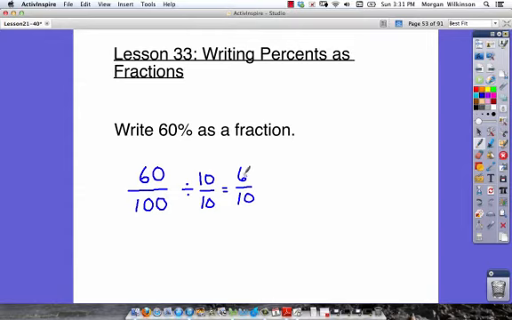Now if we look at it, both of these numbers are even, so we could cut them in half by dividing both by 2. 6 divided by 2 is 3, and 10 divided by 2 is 5. So we've got our final answer of 3/5. So 60% as a fraction is 3/5. Let's look at our next example.